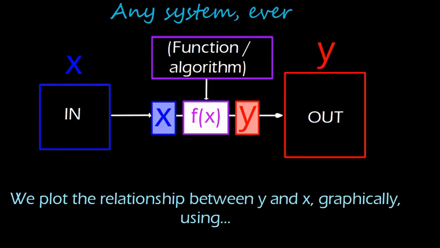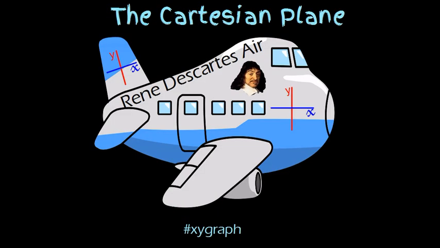Think of the numbers on the number line as being x. And then we plot the relationship between the output and input on a graph using the Cartesian plane. That's named after René Descartes, who was a philosopher and mathematician. All the Cartesian plane is, is the xy plane, where we plot graphs and coordinates. So that's what it's called.